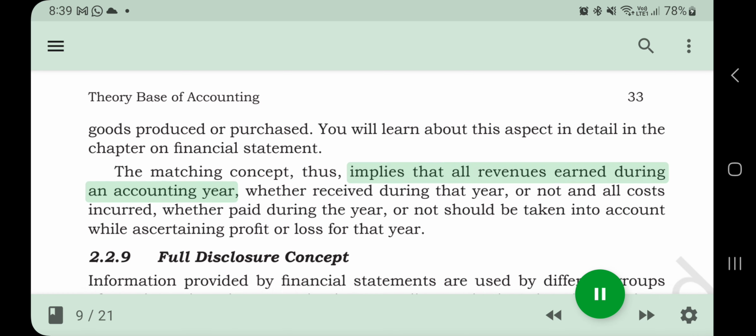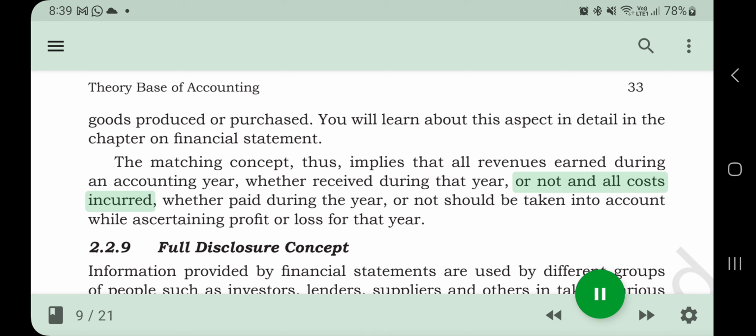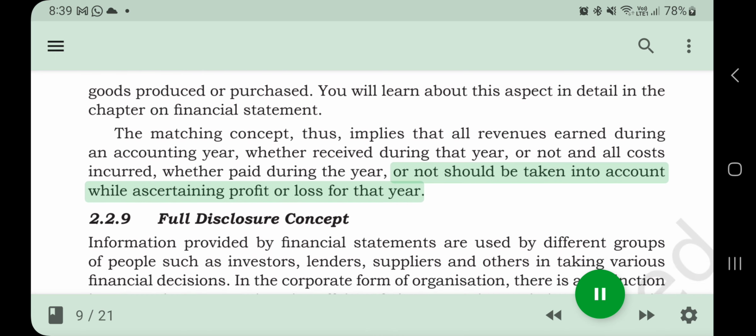The matching concept, thus, implies that all revenues earned during an accounting year, whether received during that year or not, and all costs incurred, whether paid during the year or not, should be taken into account while ascertaining profit or loss for that year.